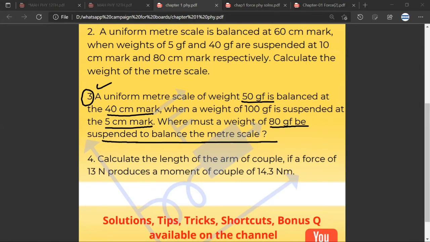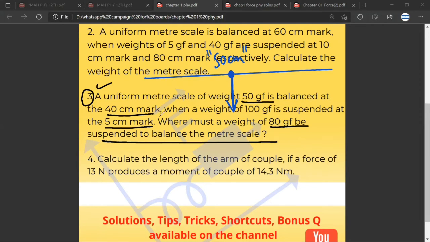Again, before we start this question, we'll draw a rough diagram. So this should be a rough diagram with all the information put in the diagram. So a uniform meter scale of weight 50 GF. So we have a 50 GF. Because it's a uniform meter scale, the 50 GF would be acting at the 50 centimeter mark. Mr. Sivang, any doubt?